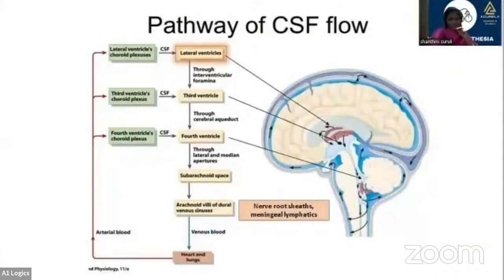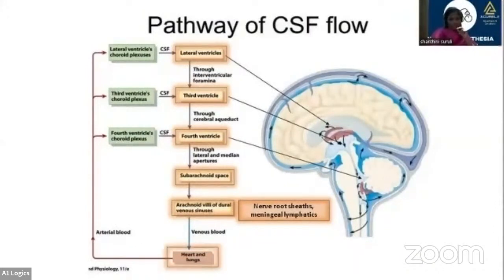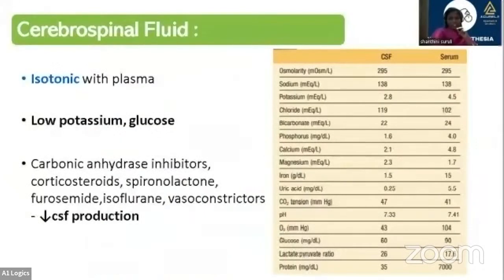So this is the pathway of CSF: from the lateral ventricle to the third ventricle through the interventricular foramina, third ventricle to the cerebral aqueduct to the fourth ventricle, and from the fourth ventricle to the subarachnoid space through the lateral and median apertures. From there, after circulation, the CSF is absorbed by the arachnoid villi of the dural venous sinuses, and some by the nerve root sheaths and the meningeal lymphatics, and returns to the venous circulation. The cerebrospinal fluid is isotonic with plasma, with low potassium and glucose.